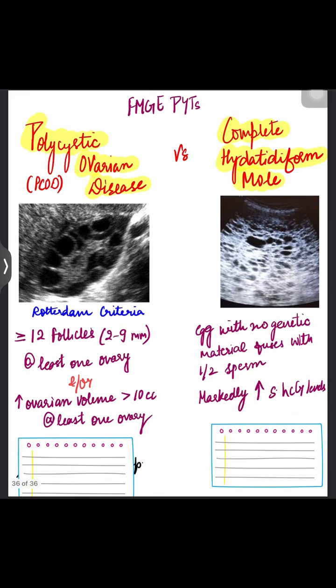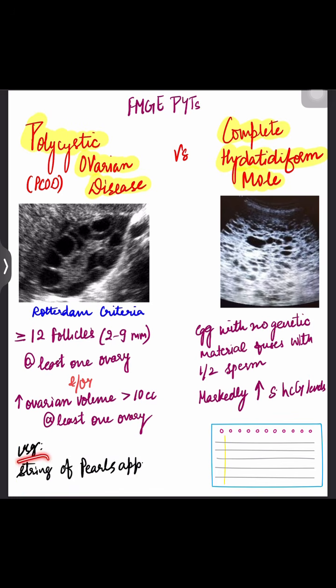On the contrary, for complete Hydatidiform mole, the important thing we need to remember is that an egg with no genetic material fuses with one or two sperm. Okay, that is one important point. Secondly, an important point for diagnosis is the markedly elevated serum HCG level. So whenever the question mentions a markedly elevated serum HCG level, one of the things you can consider is complete Hydatidiform mole. Now comes the most important point, which is the USG finding of these two.